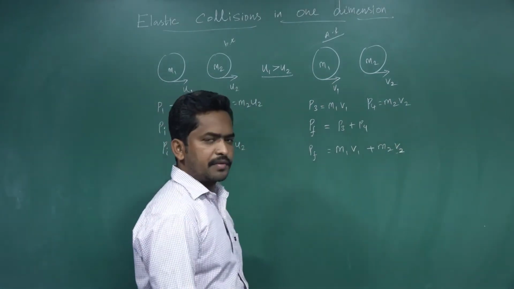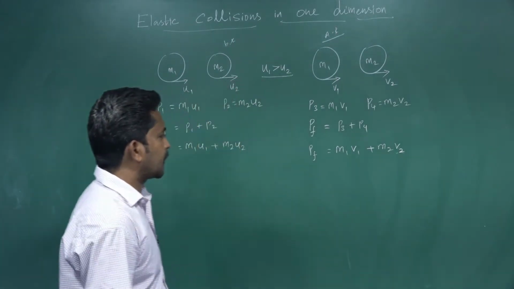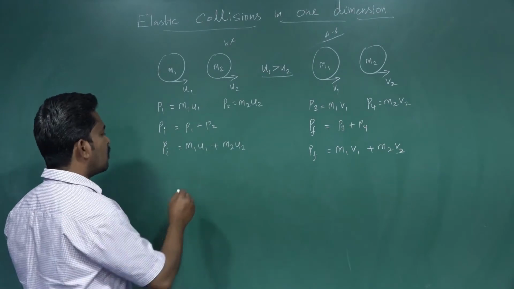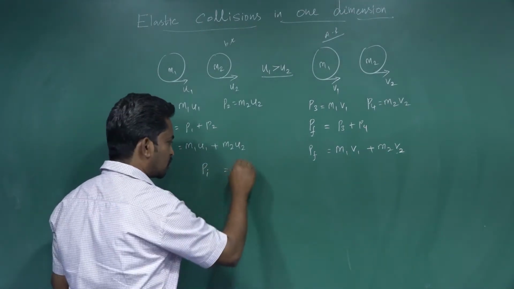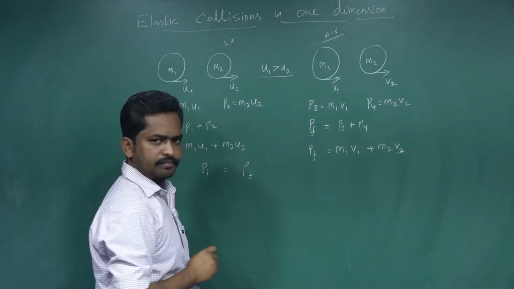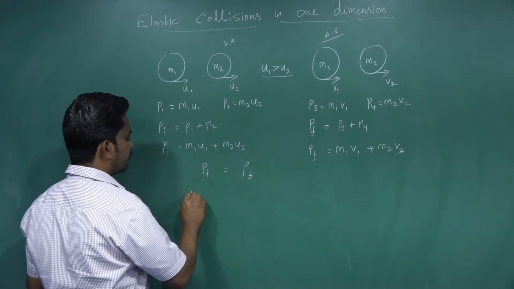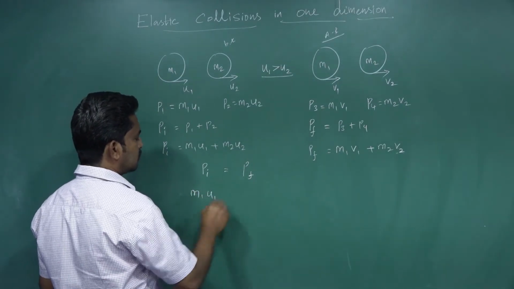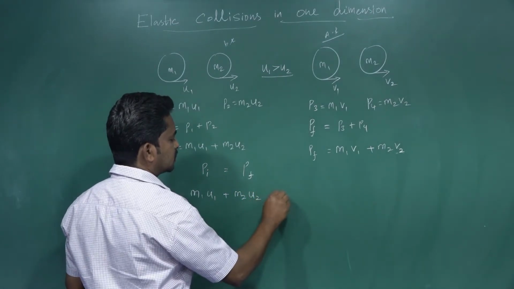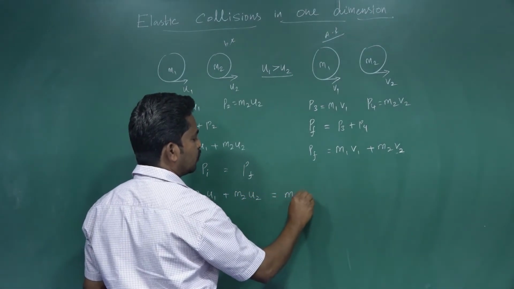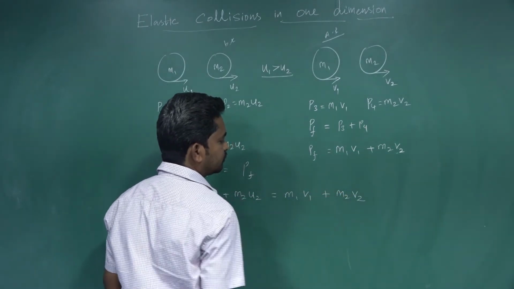You know well the law of conservation of momentum: total momentum must be conserved. So the total initial momentum before collision is equal to the total final momentum. I want to use this: m1 u1 plus m2 u2 is equal to m1 v1 plus m2 v2.